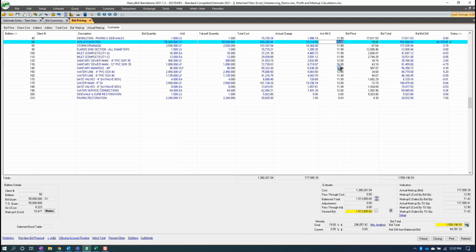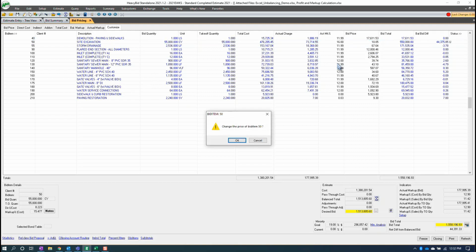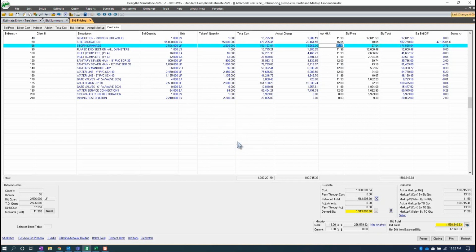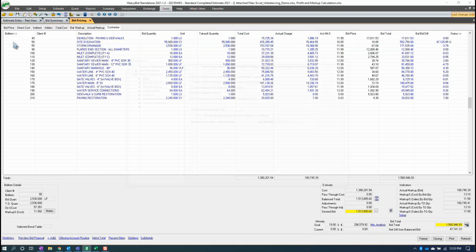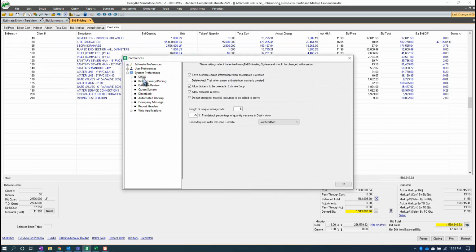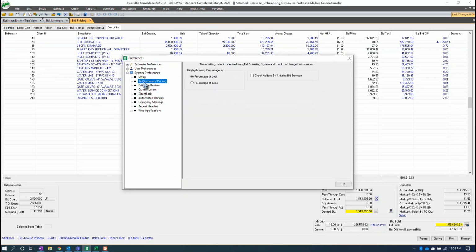I could actually come in here and make that 16% of my cost, and you can see that it's dynamic. It's going to make it 1605 because of the penny round off. All right. Now, HeavyBid does have an option here. If I go up to Tools and I go to Preferences and I go to System Setup, actually Bid Summary Pricing, and display markup percentage as percentage of cost or percentage of sales.